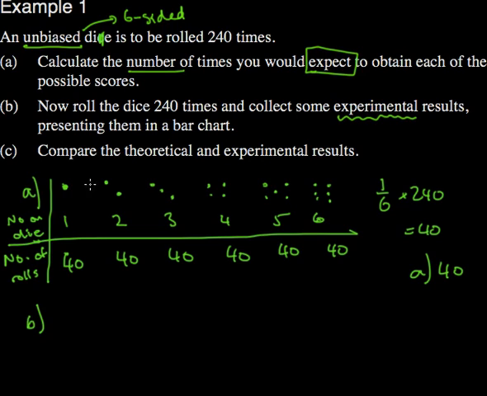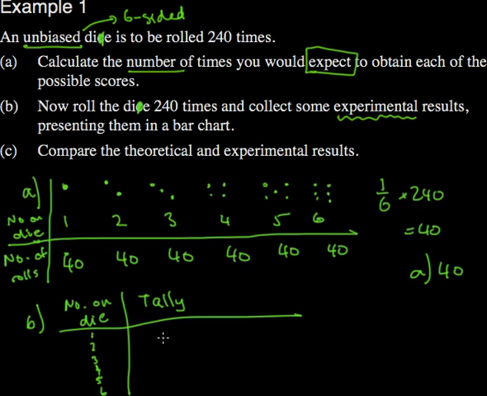Right, what about for part B? It says now roll the dice. Well, it should be die because you're only rolling one. Now roll the die 240 times and collect the experimental results. So if you did this, you would probably have to do it in a tally. So if you had the number on the die, probably better to have it going down the page, I think. 1, 2, 3, 4, 5, and 6. I hope this is still on the screen. And on this side, you would do a tally.